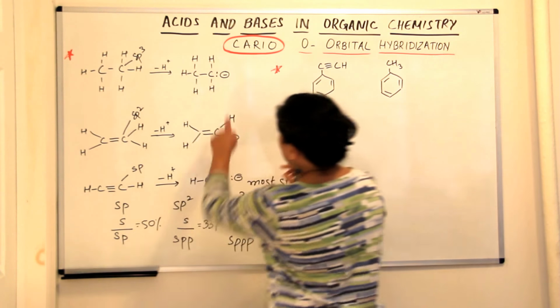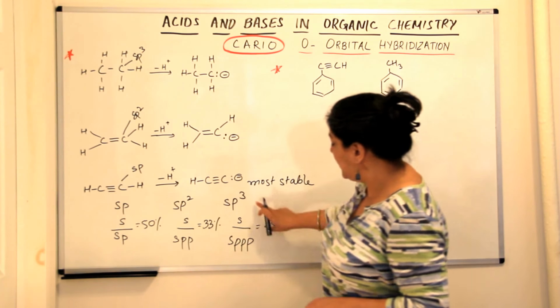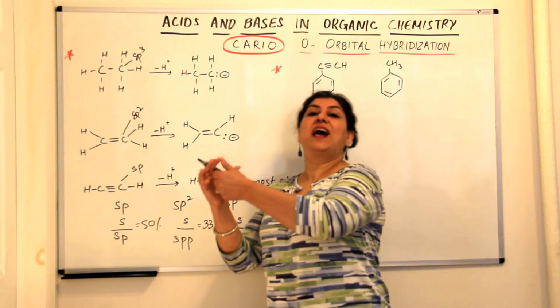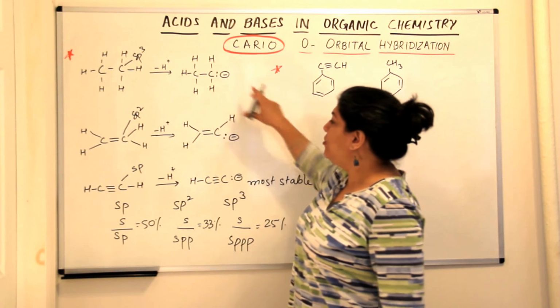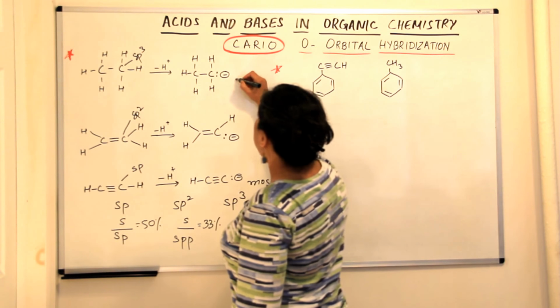And if this is most stable, what about the sp3 hybridized one? In sp3 hybridization, the s character is the least. Therefore, the electrons are least close to the nucleus. And therefore, out of these 3 conjugate bases, this one should be the least stable.